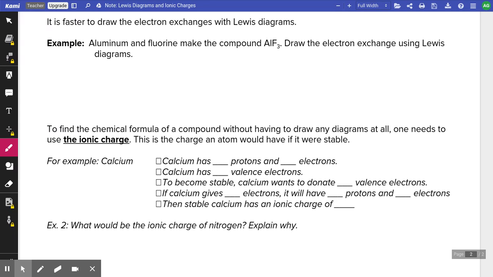So we're going to do the same thing we did with the other example of lithium oxide. We're going to do that here with aluminum and fluorine. Okay, so it makes the compound AlF3. So remember, again, we're using the subscripts to determine the quantity of atoms of each type in the compound. And you're going to draw your exchange using Lewis diagrams. Okay, so start with making your Lewis diagrams and then move the electrons around. All right, let's go.